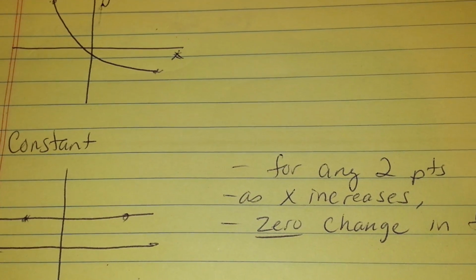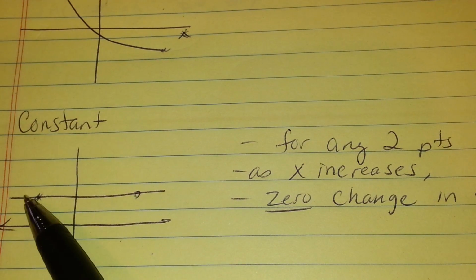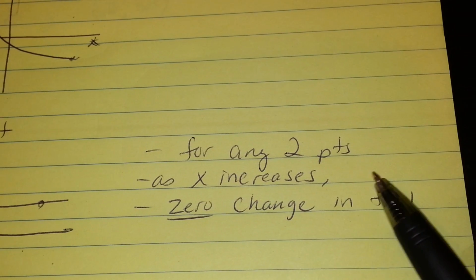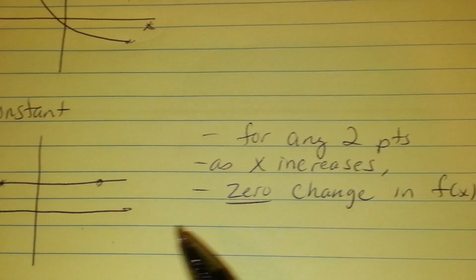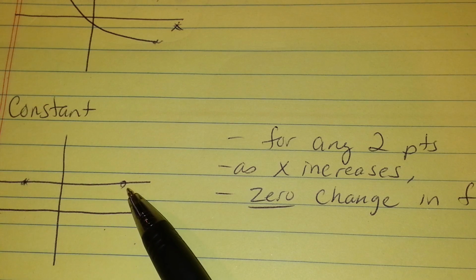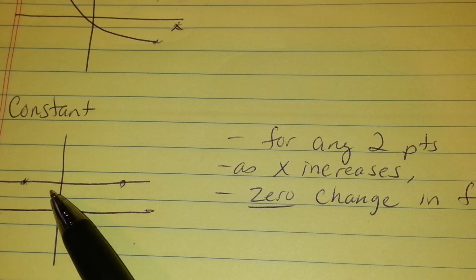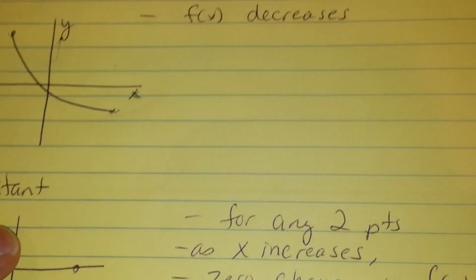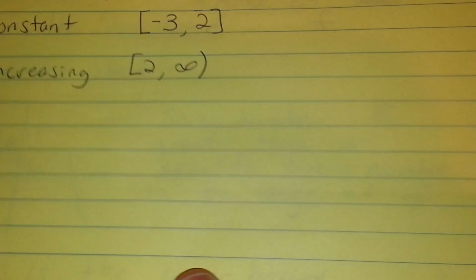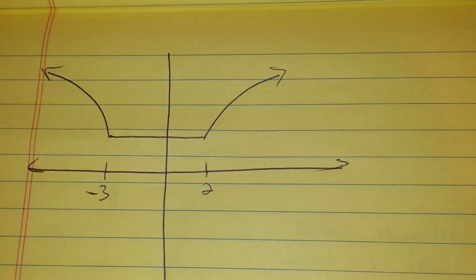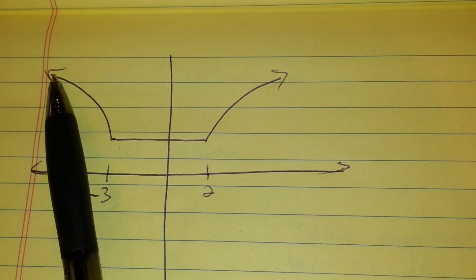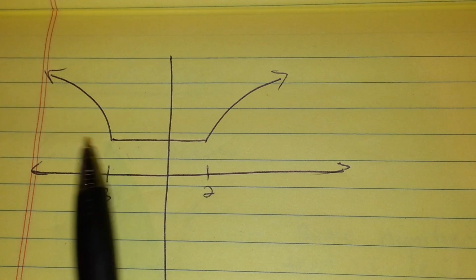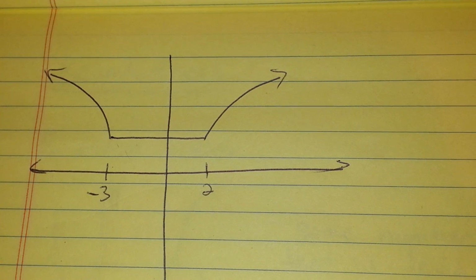Now, not rocket science. And then obviously constant: for any 2 points in an interval, as x increases, there's 0 change. So as x increased here, there was 0 change in y, my output f of x. Okay? And what you'll have to do is analyze the graph, and notice from this graph I've got -infinity to -3. It is decreasing. Okay?